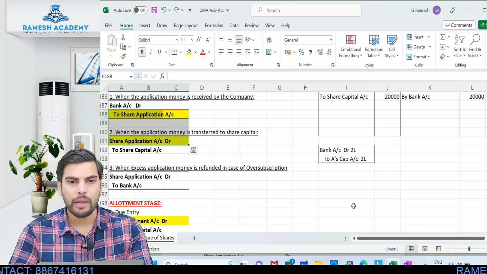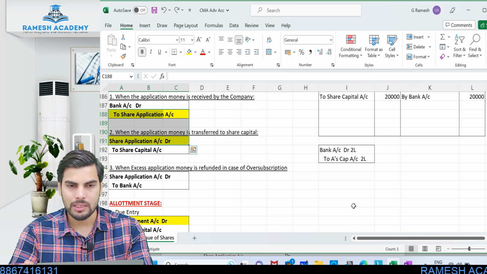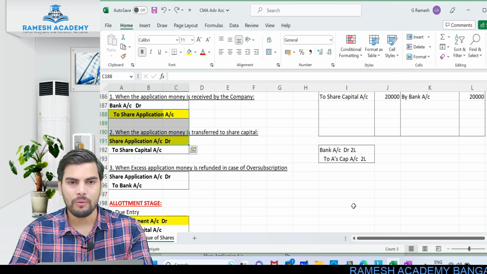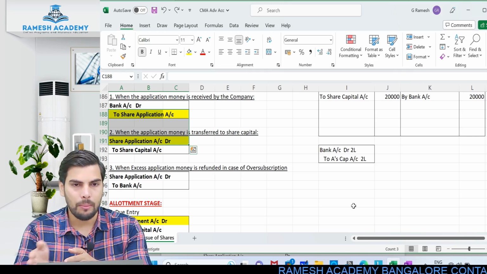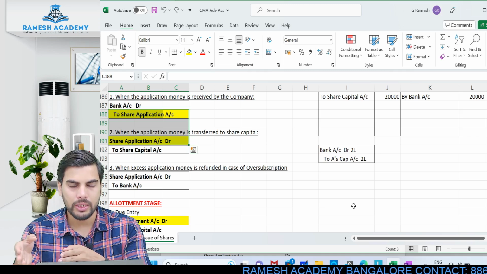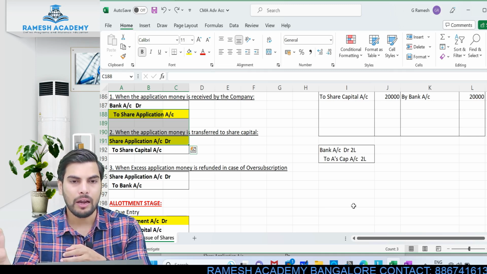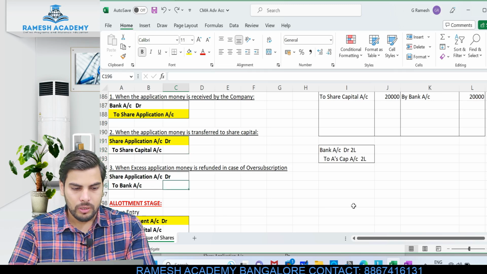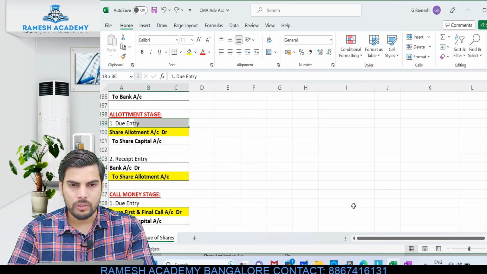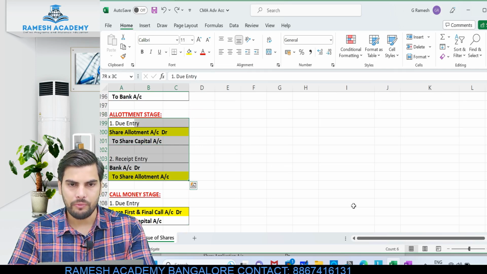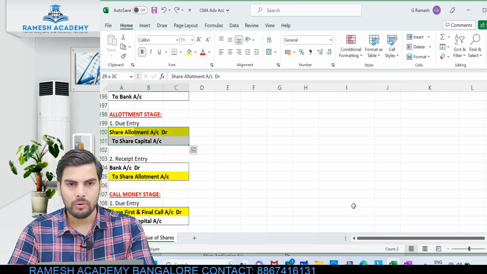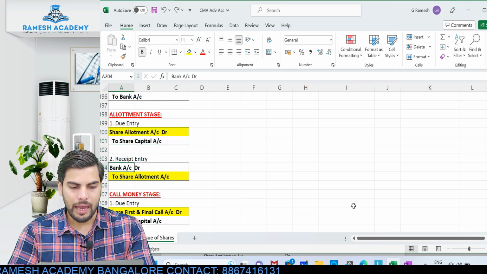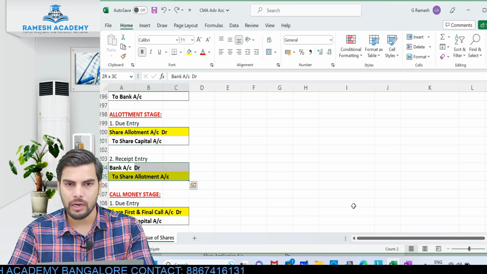Whenever the company is receiving the money by issuing the shares, the ultimate entry will be bank account debit to share capital account. Only thing is, whenever the company is receiving the amount in installments, they need to show the amount separately: how much pertains to the application stage, how much to allotment, and how much to the call money stage. Look at this. From the allotment stage onwards, we'll be passing the due entry first and then the receipt entry. The due entry will be share allotment account debit to share capital, and when we actually receive the money, the entry will be bank account debit to share allotment.